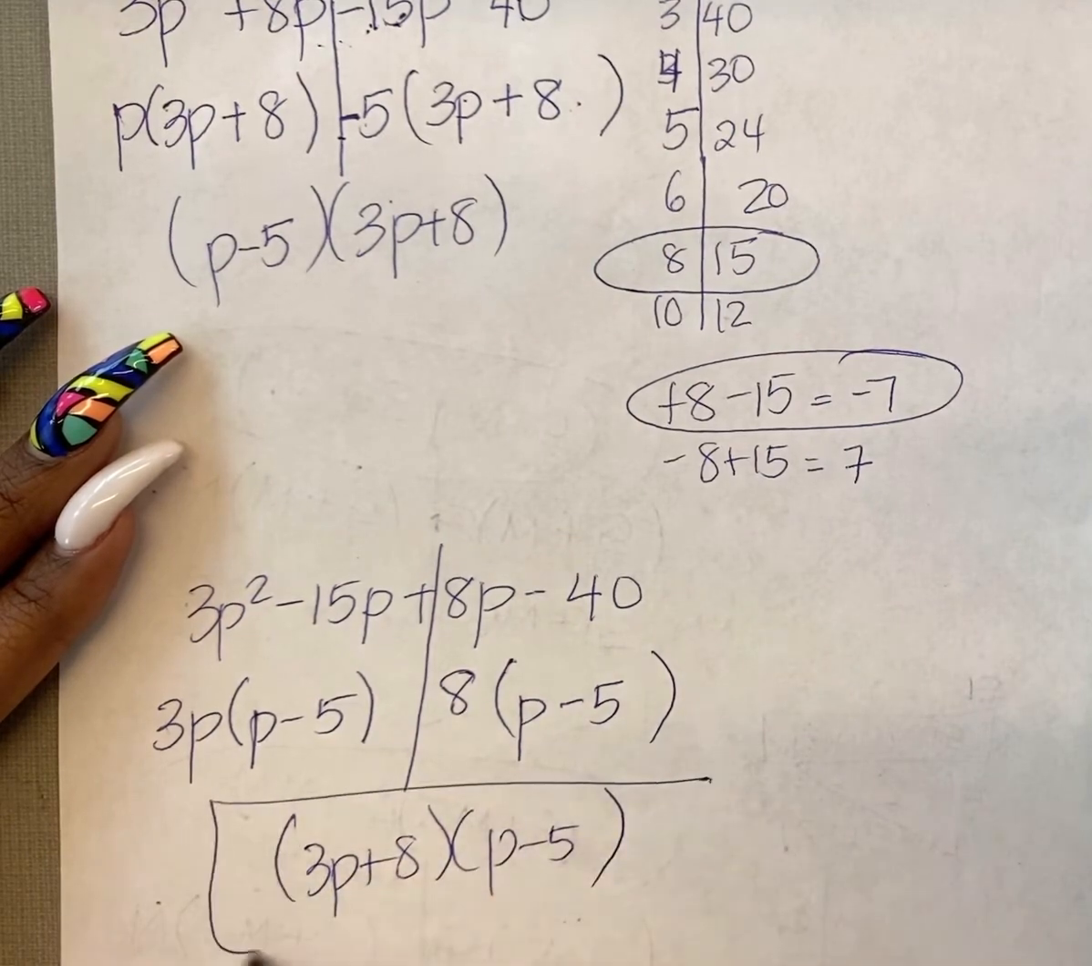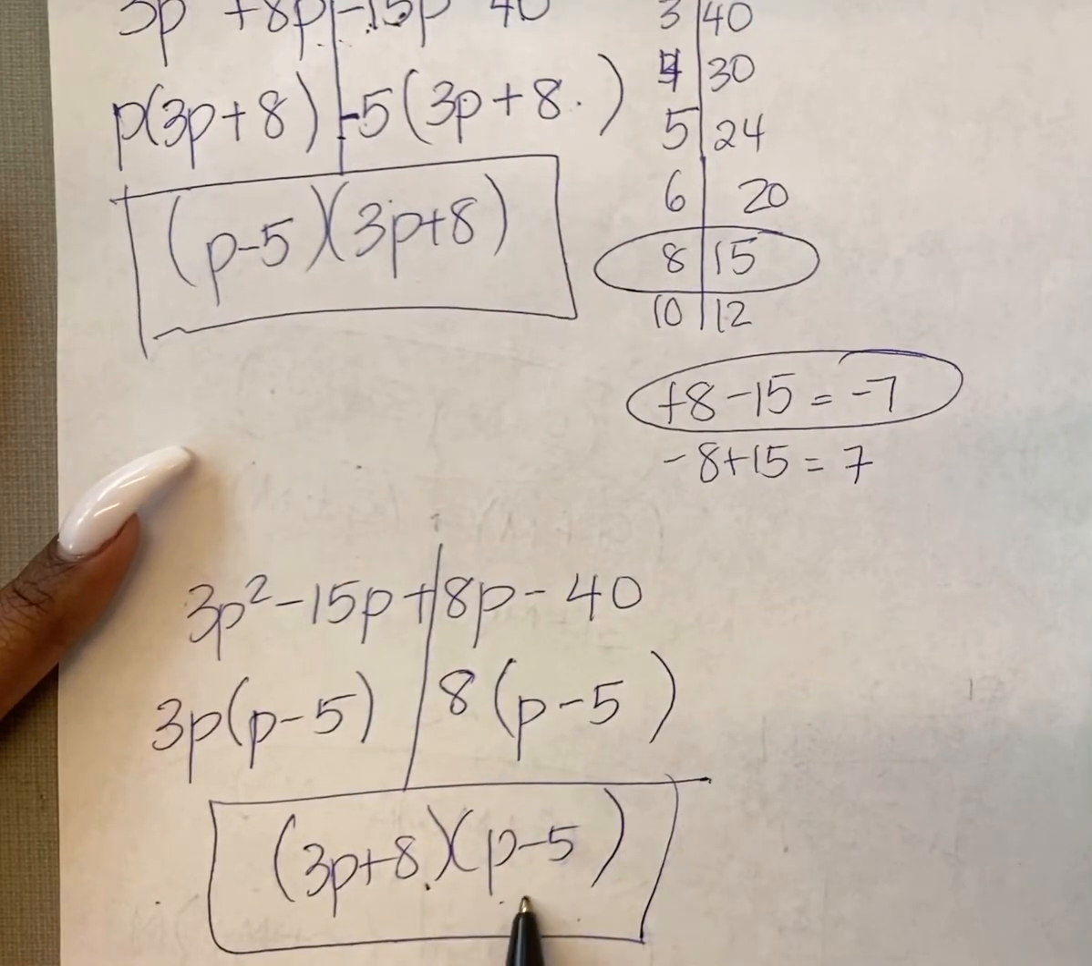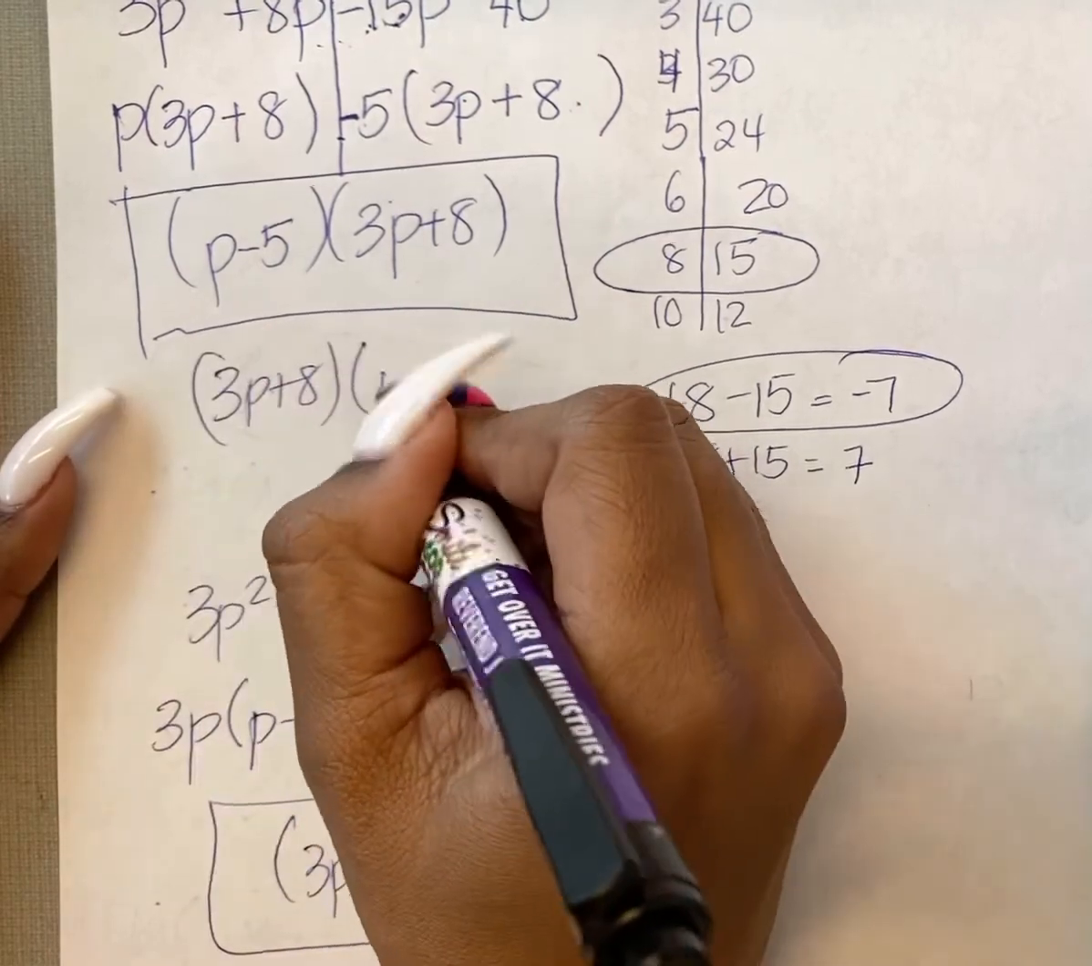So same answer that I got up here. Remember, multiplication is commutative, so I can also rewrite this as 3p plus 8 and p minus 5.